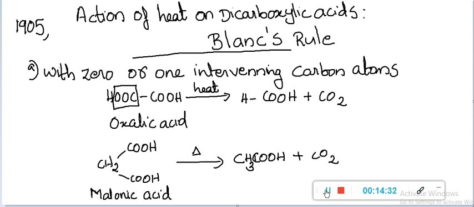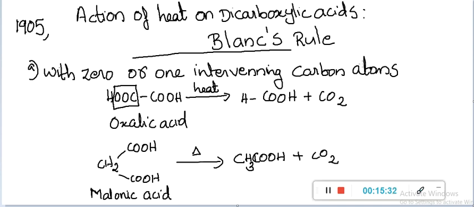In 1905, Blanc found that the products of action of heat on dicarboxylic acids could be monocarboxylic acids, cyclic anhydrides or cyclic ketones based on the relative positions of the two carboxyl groups or the number of intervening carbon atoms.